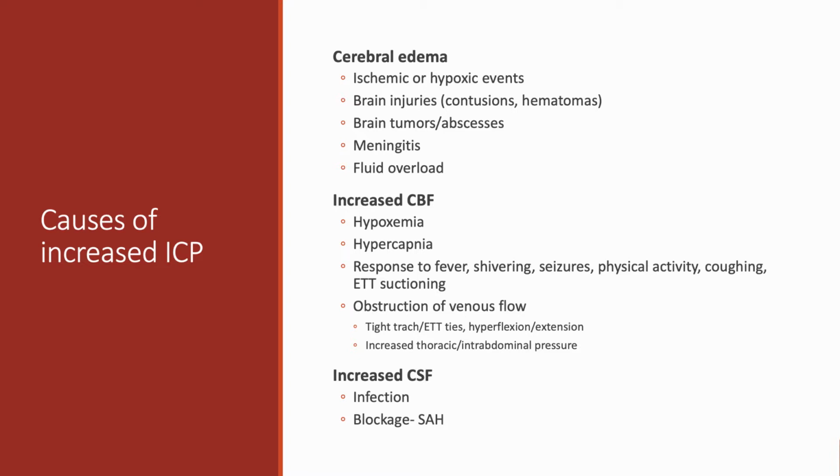So the kind of things that cause cerebral edema are listed here. Increase in cerebral blood flow can result from hypoxemia, hypercapnia, responses to fever, shivering, seizures, physical activity, etc. And then obstruction of venous flow, right? So anything that goes in has to come out. And if you increase the venous resistance, then there will be greater resistance to cerebral blood flow.